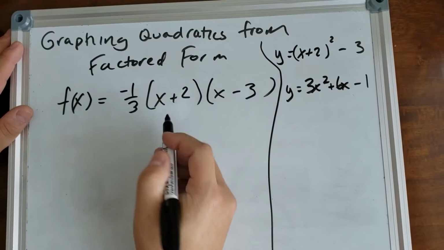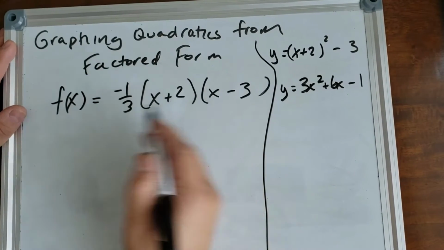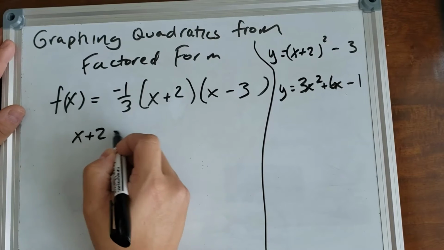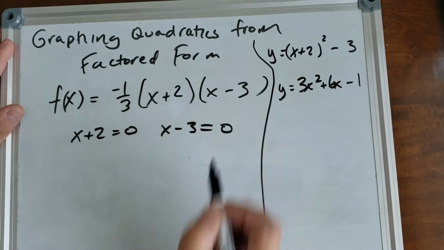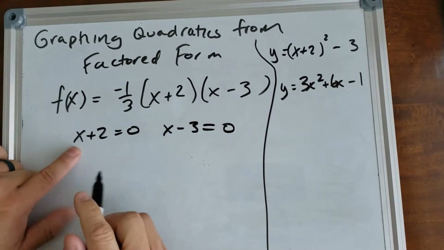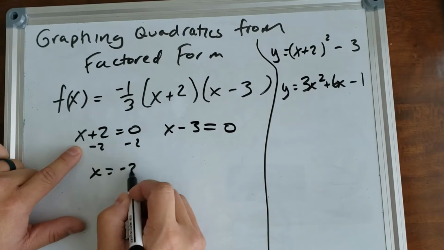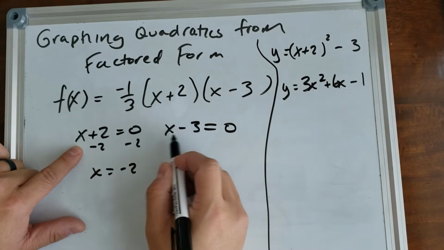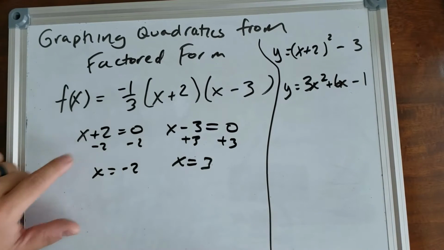So the first thing I want us to do is whenever we see these parentheses, whatever's in the parentheses, I want us to set equal to 0. So x plus 2 equals 0, x minus 3 equals 0. Okay? And then all I'm going to do is get this x by itself. So what's next to the x? The plus 2. So I need to get rid of that. I'm going to go minus 2, minus 2. So x equals negative 2. There's a minus 3 next to this x. So I'm going to go plus 3, plus 3. This is x equals 3.